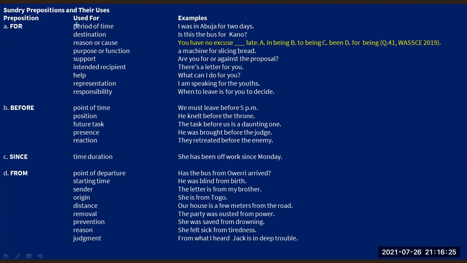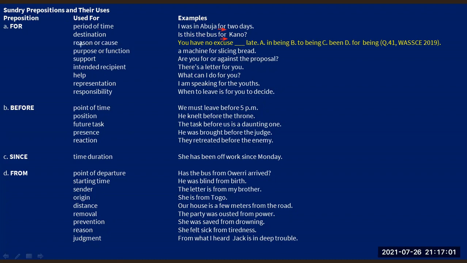Now, you can use for a period of time. For example, I was in Abuja for 2 days. For 2 days. In this case, you are talking about a period of time. So you use for 2 days. You can use it for a destination. Is this the bus for Kano? For here is used to indicate the destination of the bus.